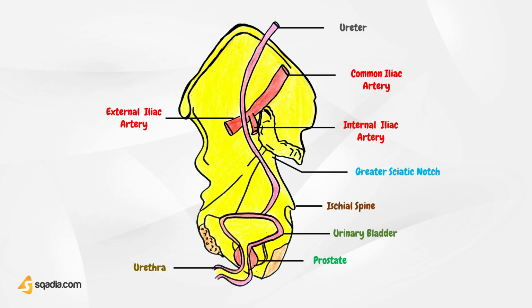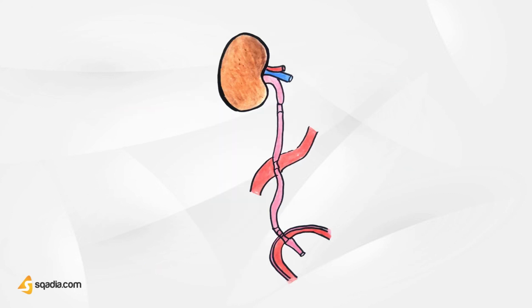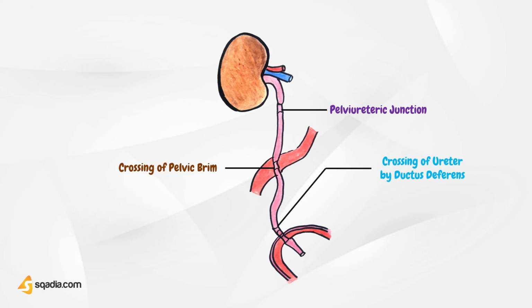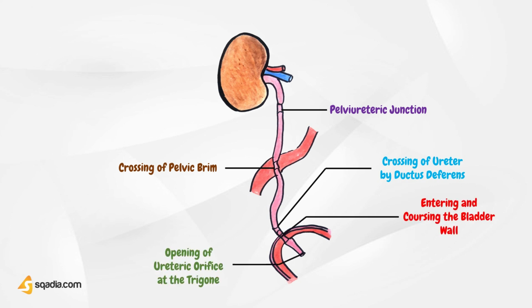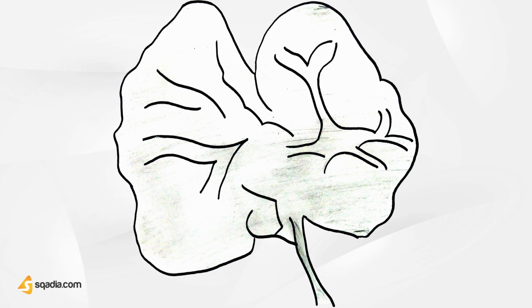Now, let's discuss the normal constrictions of the ureter. The ureter is slightly constricted at 5 places: at the pelvi-ureteric junction, at the brim of the lesser pelvis, at the point of crossing of ureter by ductus deferens or broad ligament of uterus, during its oblique passage through the bladder wall, and at its opening in lateral angle of trigone. Now let's discuss the relations.